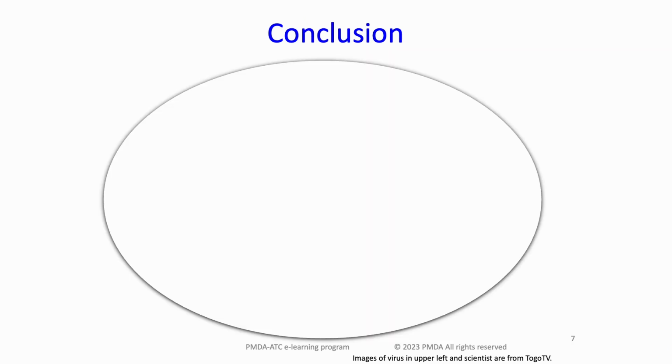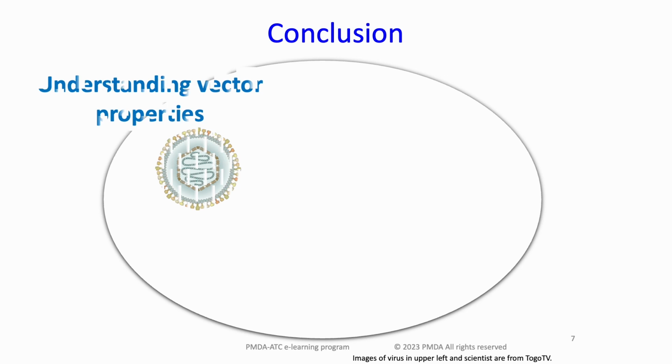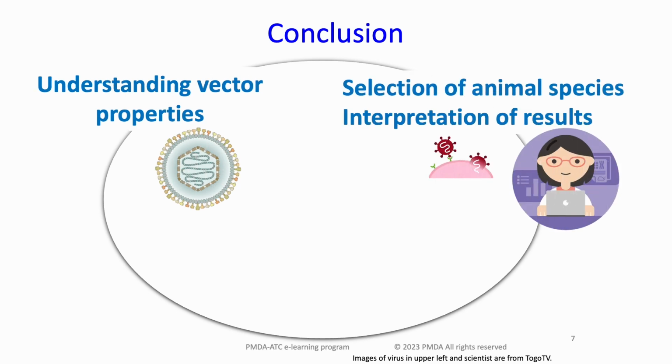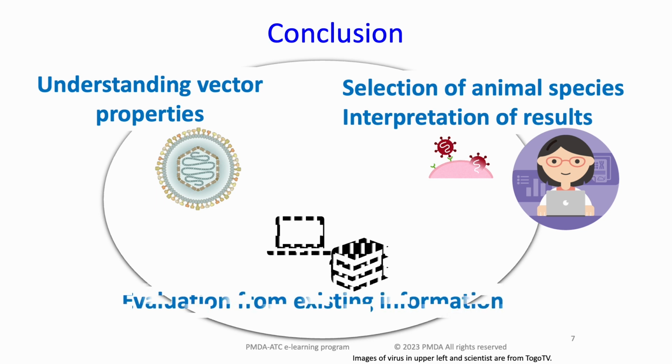Conclusion. There are several basic points on non-clinical safety evaluation of gene therapy products. Understanding the properties of the vector. Selection of the animal species and interpretation of the results. Collecting a wide range of existing information on risks, such as literature on use results of similar products in humans, and taking appropriate risk mitigation measures in clinical trials.